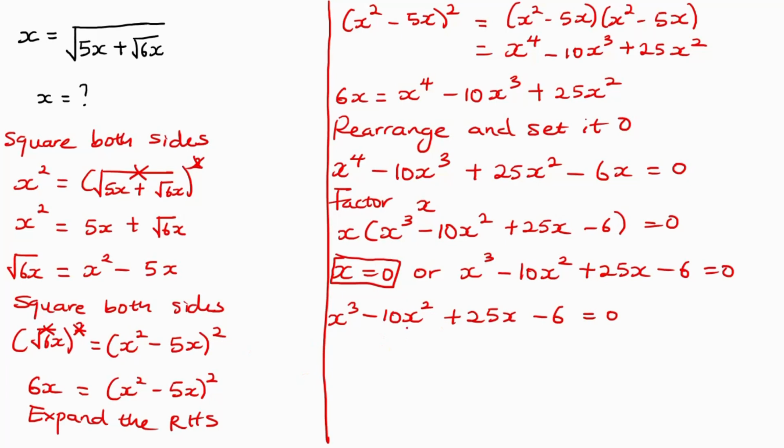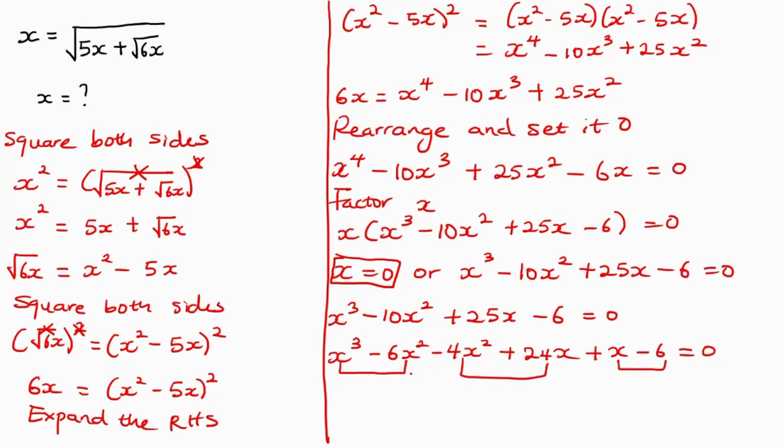So for this, we have that 10x squared can be written as x cubed minus 6x squared minus 4x squared, which is going to give us minus 10x squared. Then plus 25x can be written as plus 24x plus x minus 6 is equal to 0. So I was able to expand 10x squared and 25x right here. The next thing we want to do is to factorize. We factorize this two, factorize this two, and factorize this two right here.